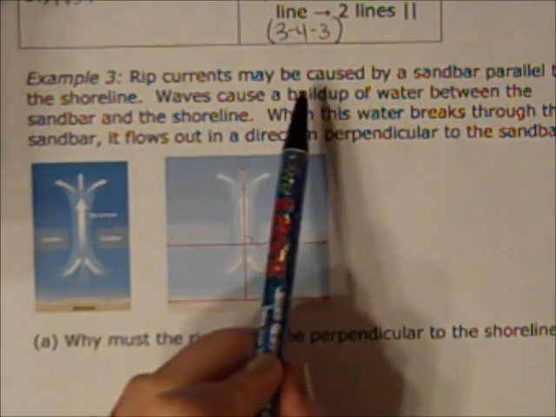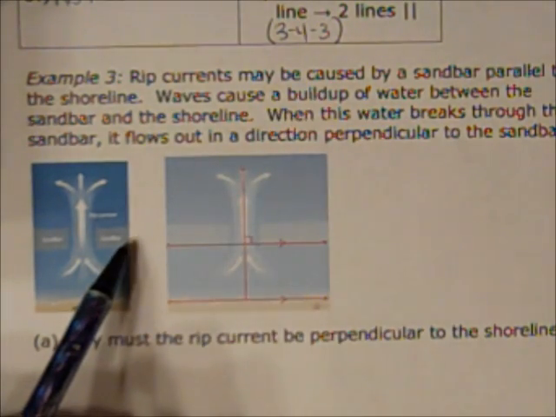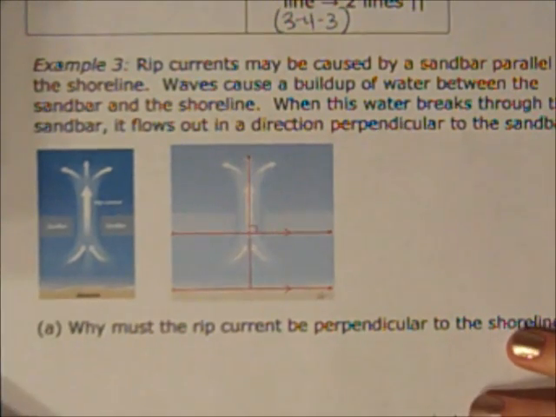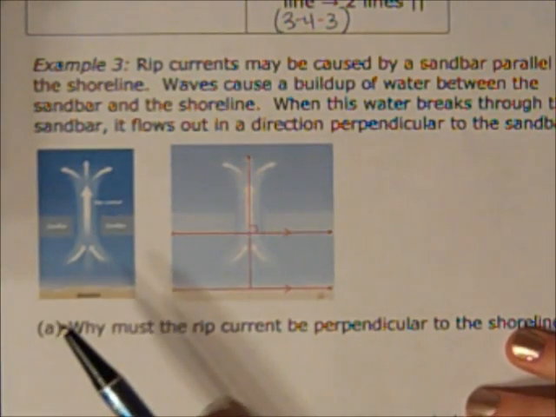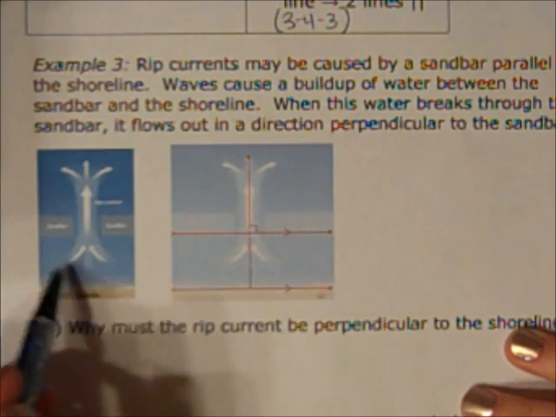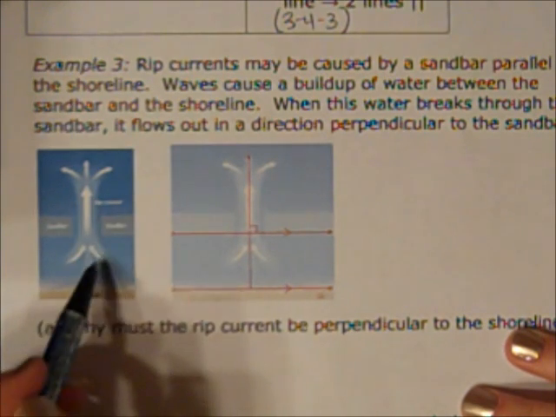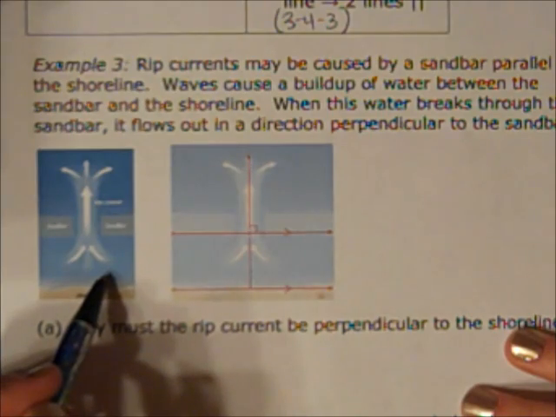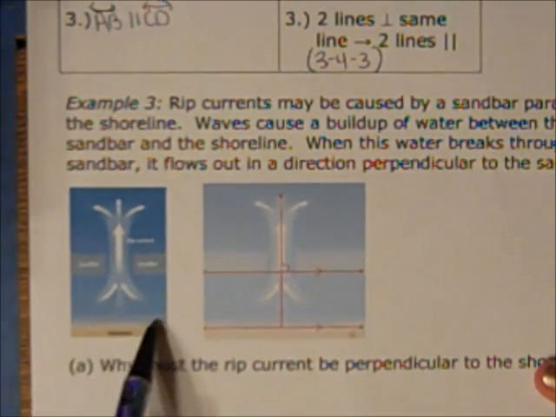Hooray! Rip currents may be caused by a sandbar being parallel to the shoreline. And we have 2 pictures of this going on here. Waves cause a buildup of water between the sandbar and the shoreline. And when this water breaks through the sandbar, it flows out in a direction that is perpendicular to the sandbar. So you have kind of what's going on here.